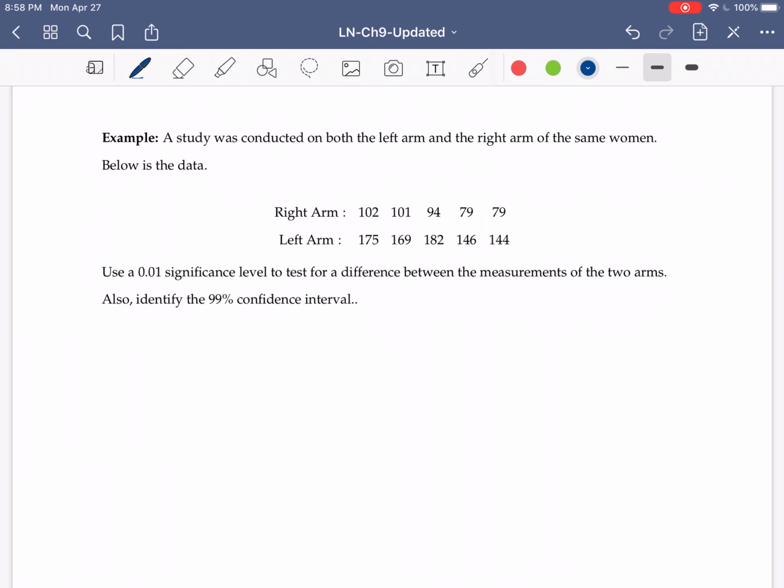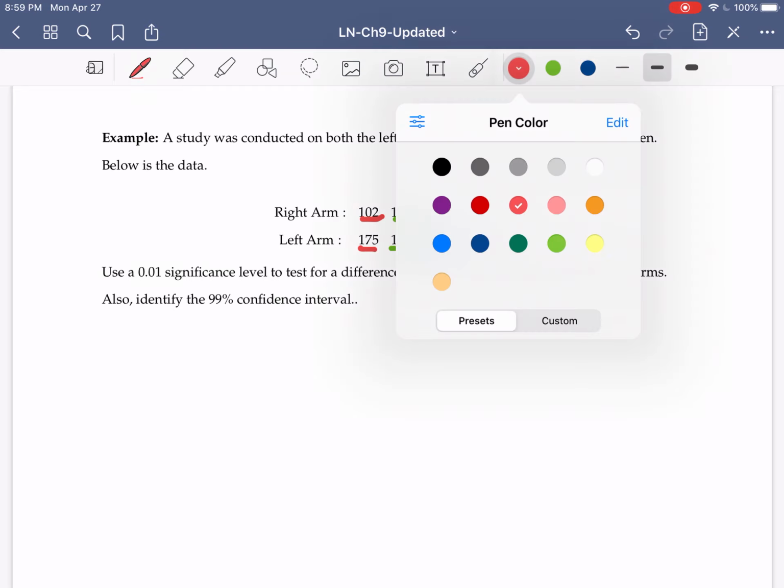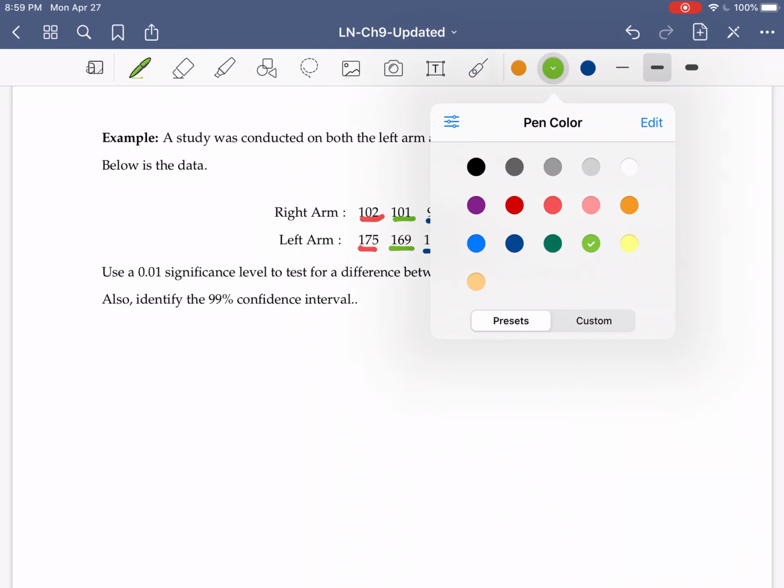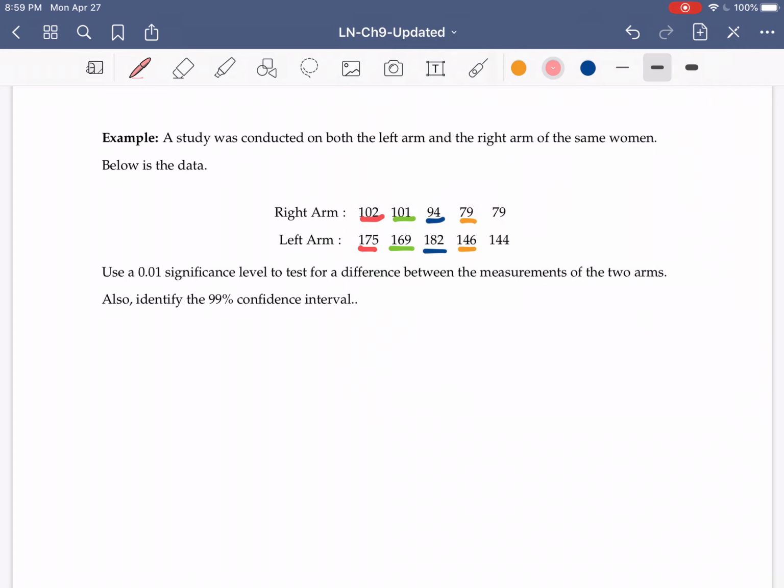A study was conducted on the left arm and right arm of the same women. Below is the data. The way the data is presented is this is the right arm and the left arm of a particular woman. The right arm and left arm of a particular woman. The right and left. And finally, right and left.